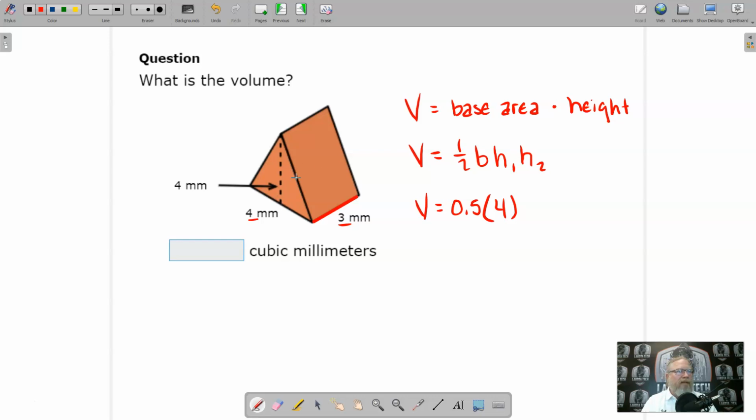And then the height of the triangle itself is also 4, so we'll plug that in. And then the height of the prism we have here with this 3, so we'll plug in 3 there. So volume equals 4 times 4 is 16, and then 1/2 of that is 8. So all that comes up to be 8, and then we're going to bring this 3 down and multiply that times 3, and 8 times 3 is 24. So in this case, the volume of this triangular prism will be 24 cubic millimeters.